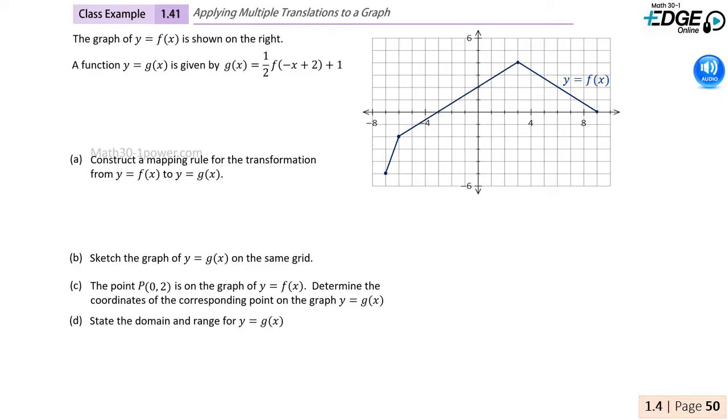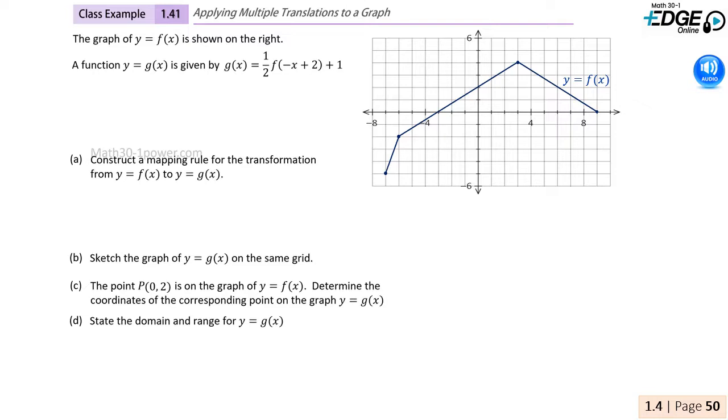In class example 1.41, we will apply 4 transformations to a given graph. Here, we'll take y equals f of x and transform it into g of x, which is defined as 1/2 of f times negative x plus 2 plus 1.